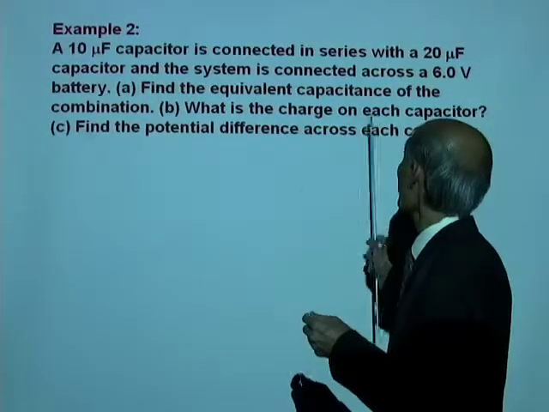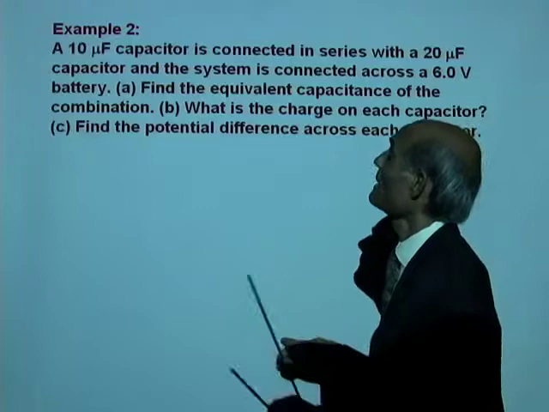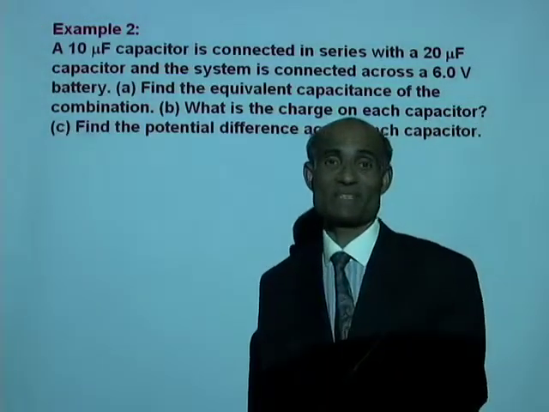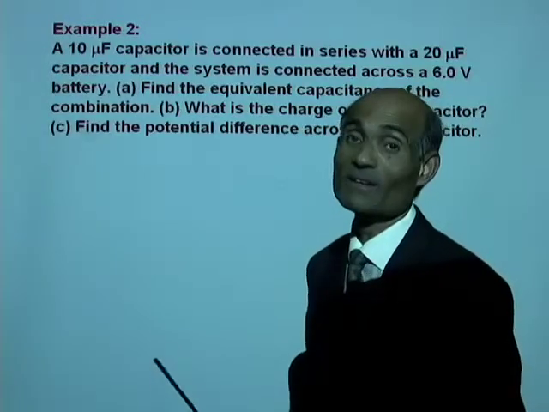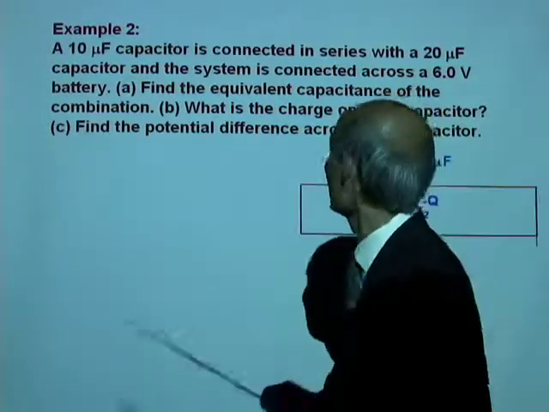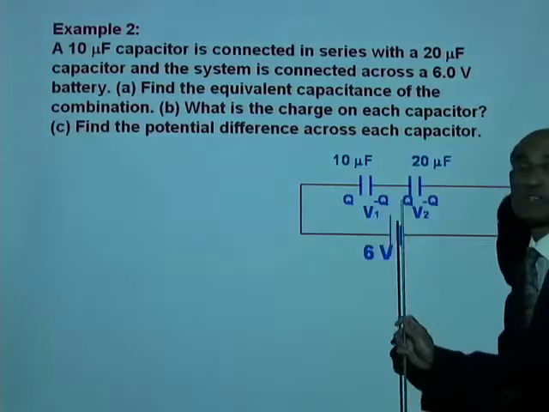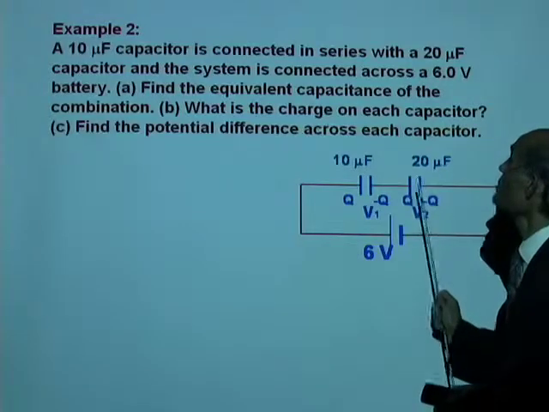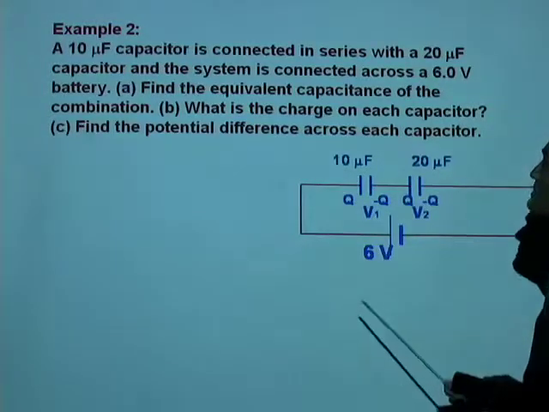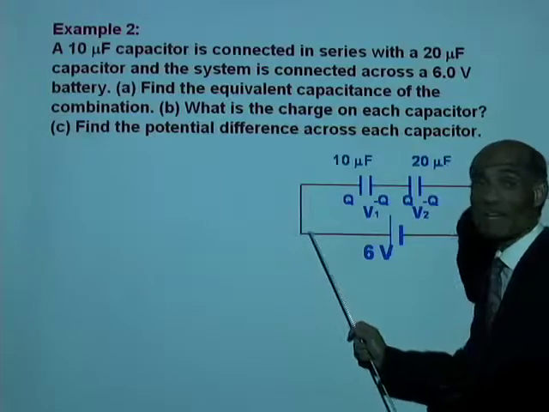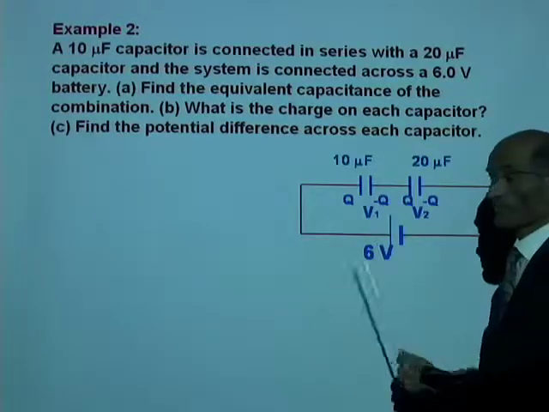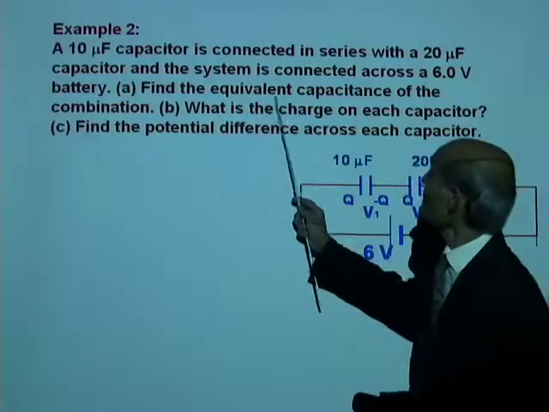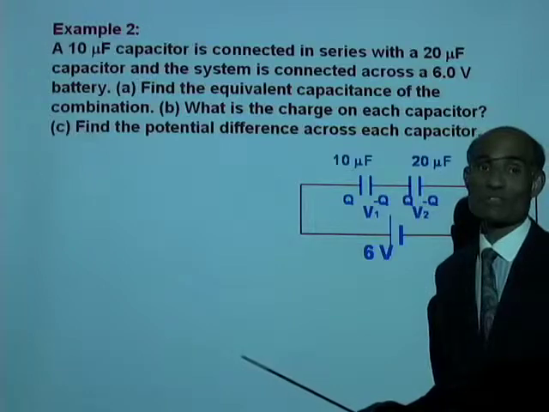B. What is the charge on each capacitor? And C. Find the potential difference across each capacitor. Well, that's not difficult. This is the situation. You have two capacitors, 10 microfarad and 20 microfarad in series, and the combination is connected to a 6-volt battery. Find the equivalent capacitance of the combination.